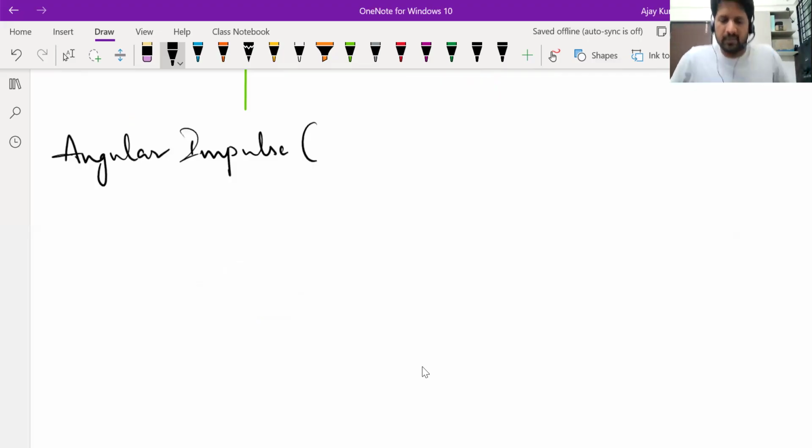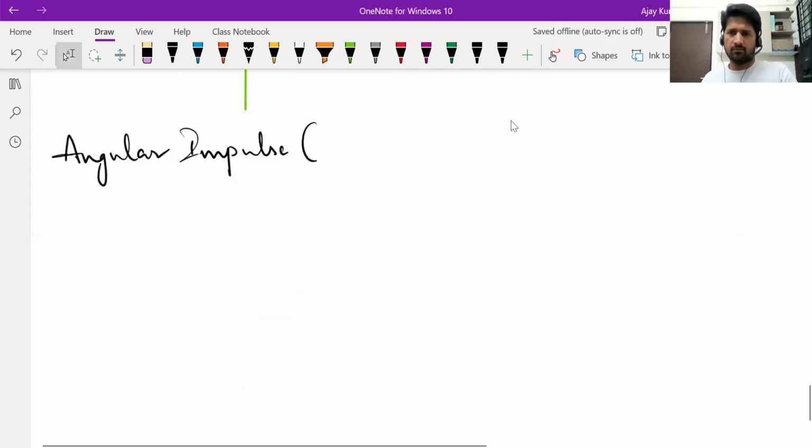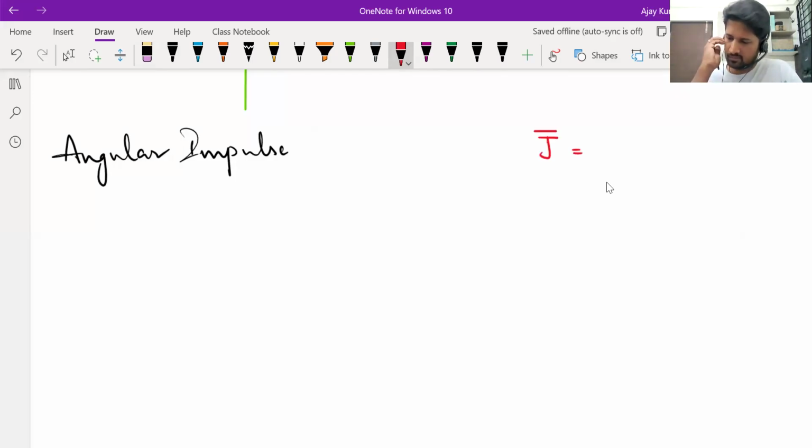Okay, one of you tell me, what is the definition of linear impulse, or the usual impulse that we talk about? What is the definition? Impulse J is equal to? Definition of impulse. The force into delta T. Force, that is a formula. What is the definition? What you said is correct only for the formula.